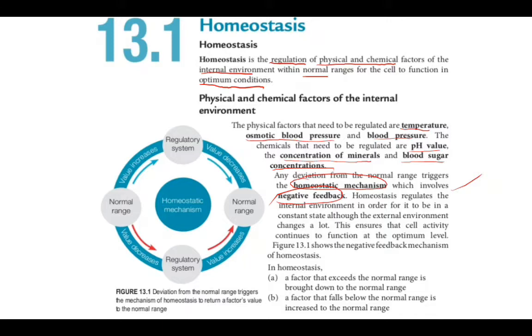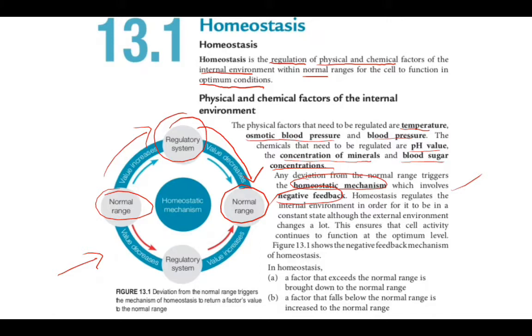So this figure 13.1 shows negative feedback mechanisms of homeostasis. So di sini, this is the normal range. Normal range, if the value increases, okay? So apa yang berlaku adalah regulatory system akan bertindak, kemudian the value will decrease again back to normal. So ini yang kita panggil negative feedback. Dia membawa kepada yang normal balik.